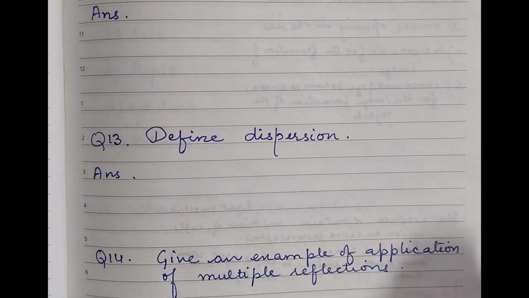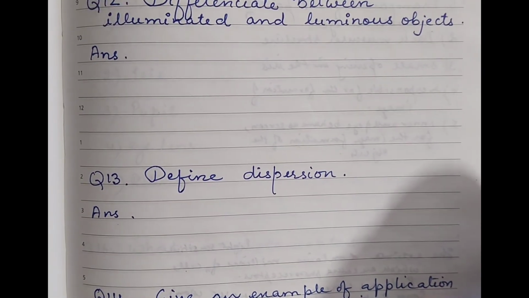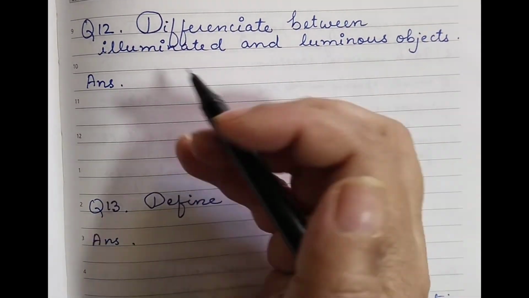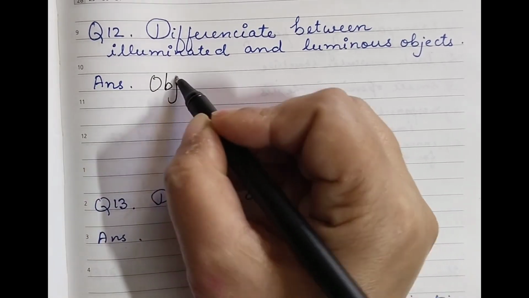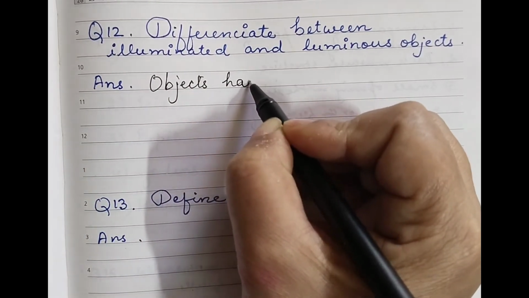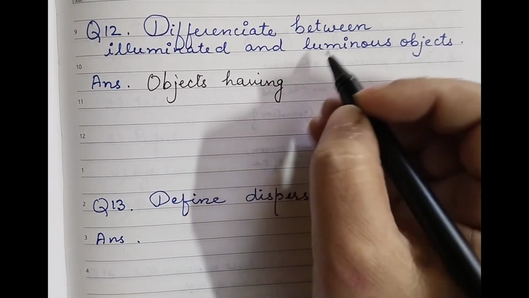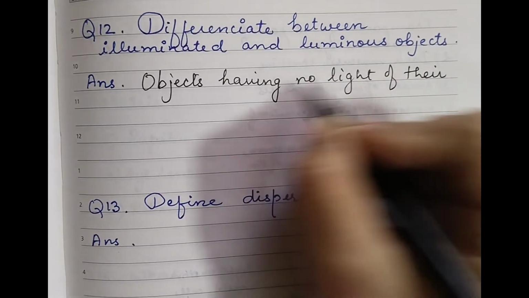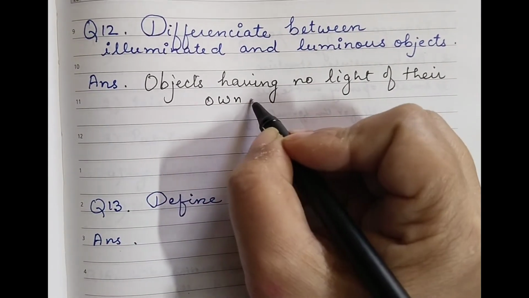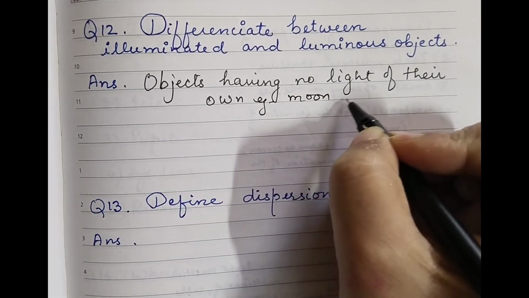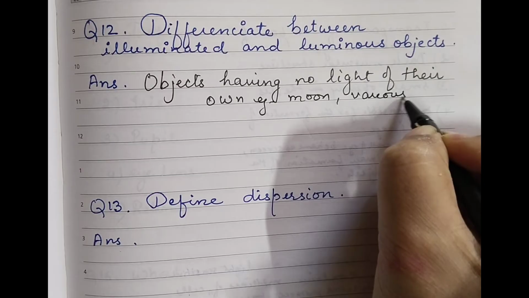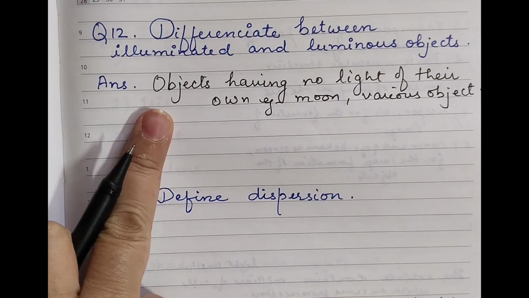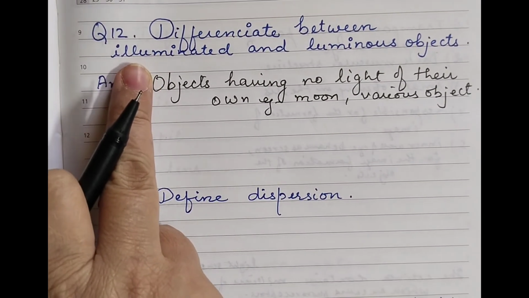Now next is question number 12. Differentiate between illuminated and luminous objects. Now what are illuminated objects? Objects having no light of their own. Example, the moon. Various objects don't have their own light. We can see them with the help of reflected light. So they are known as illuminated.